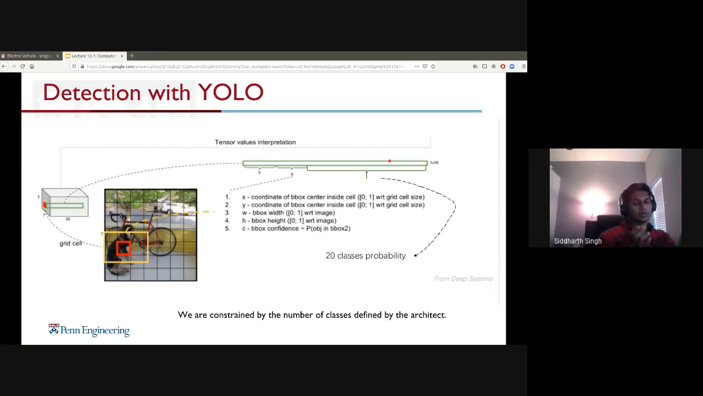Now, can anyone tell me what the shortcoming of this kind of output is in the architecture? Because it seems like we are specifying a priori that there will be 2 bounding box proposals, there will be 20 classes, and such things. Are there any shortcomings? Anybody? I kind of told the answer to you.